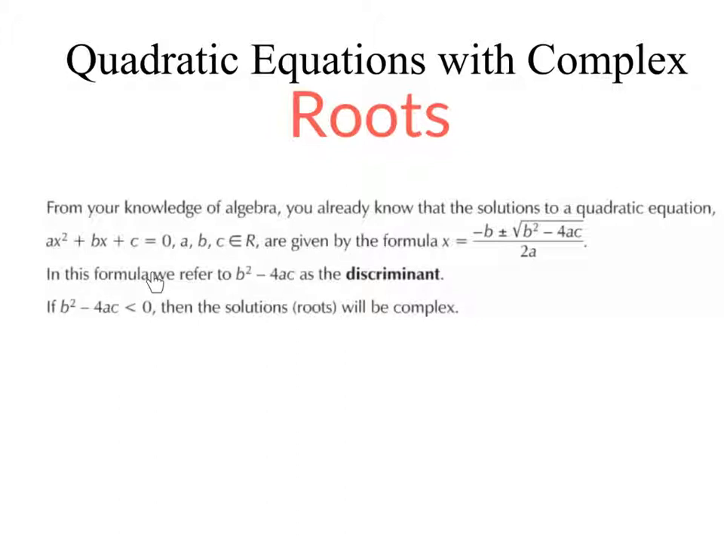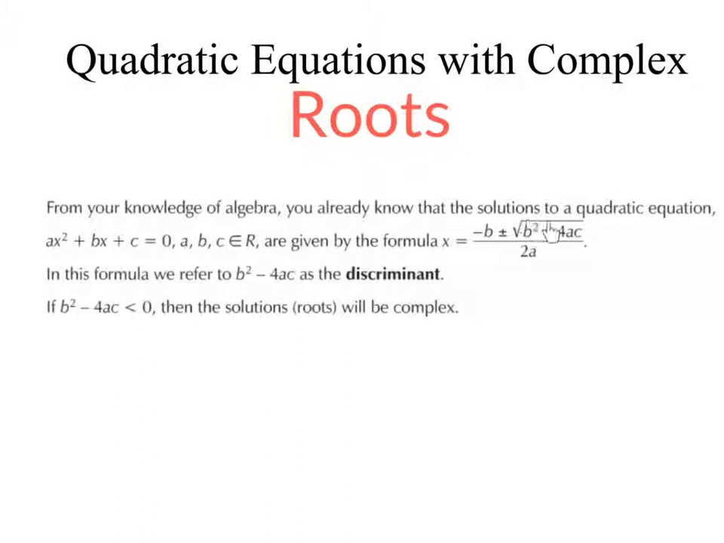In this formula, we refer to the b squared minus 4ac as the discriminant. So basically what's underneath the root, the b squared minus 4ac, this part here is known as the discriminant. If b squared minus 4ac is less than 0, then the solutions or roots will be complex.